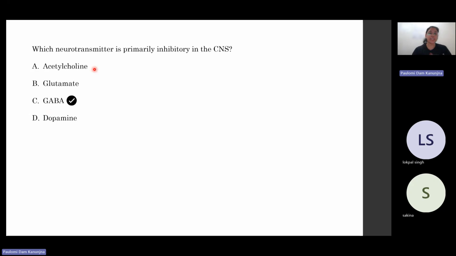Glutamate, as I have just told you, is an excitatory neurotransmitter in the CNS. Hopefully, you're able to locate where these neurotransmitters are acting. Acetylcholine acts in the neuromuscular junction, with the muscles. Glutamate works in the central nervous system. GABA also works in the central nervous system but as an inhibitory neurotransmitter. Dopamine, on the other hand, is a modulatory neurotransmitter. It modulates our behavior.